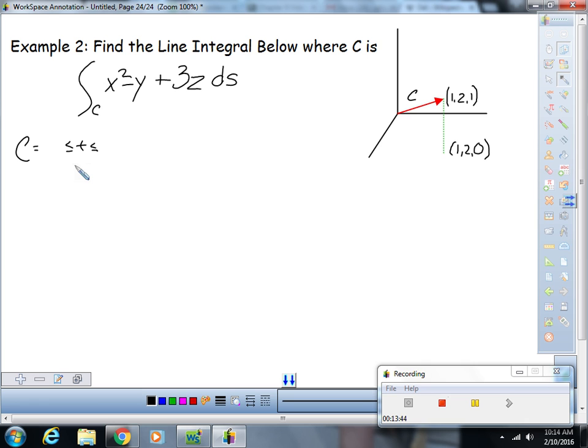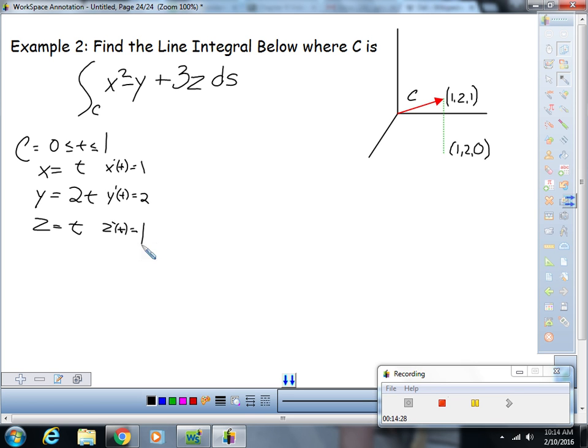So what would be the easiest integral we could come up with? 0 to 1. And what does x equal during that interval? X equals t. What does y equal? 2t. Right? And what does z equal? T, right? Does everybody get that? So what's x prime of t? And what's y prime of t? And z prime of t? We're going to need those.